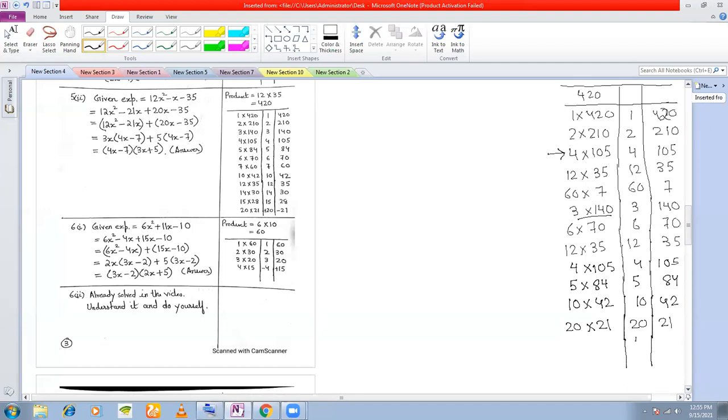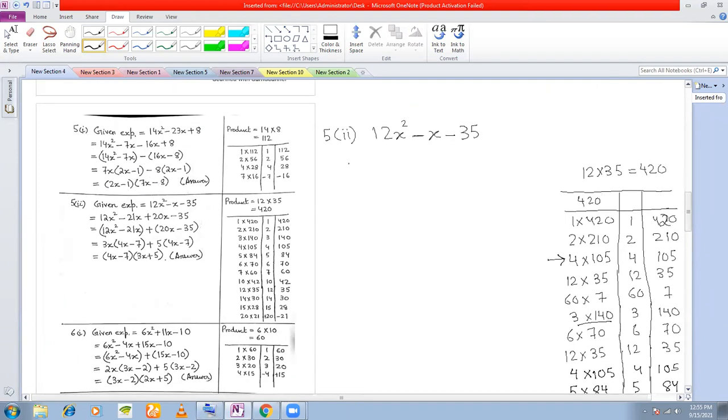So therefore, we have 20x and you have 21x. But we need -1, so what should be the sign for 21? It should be -21x and +20x. Okay, so you break up the middle term as 12x square minus 21x plus 20x minus 35.